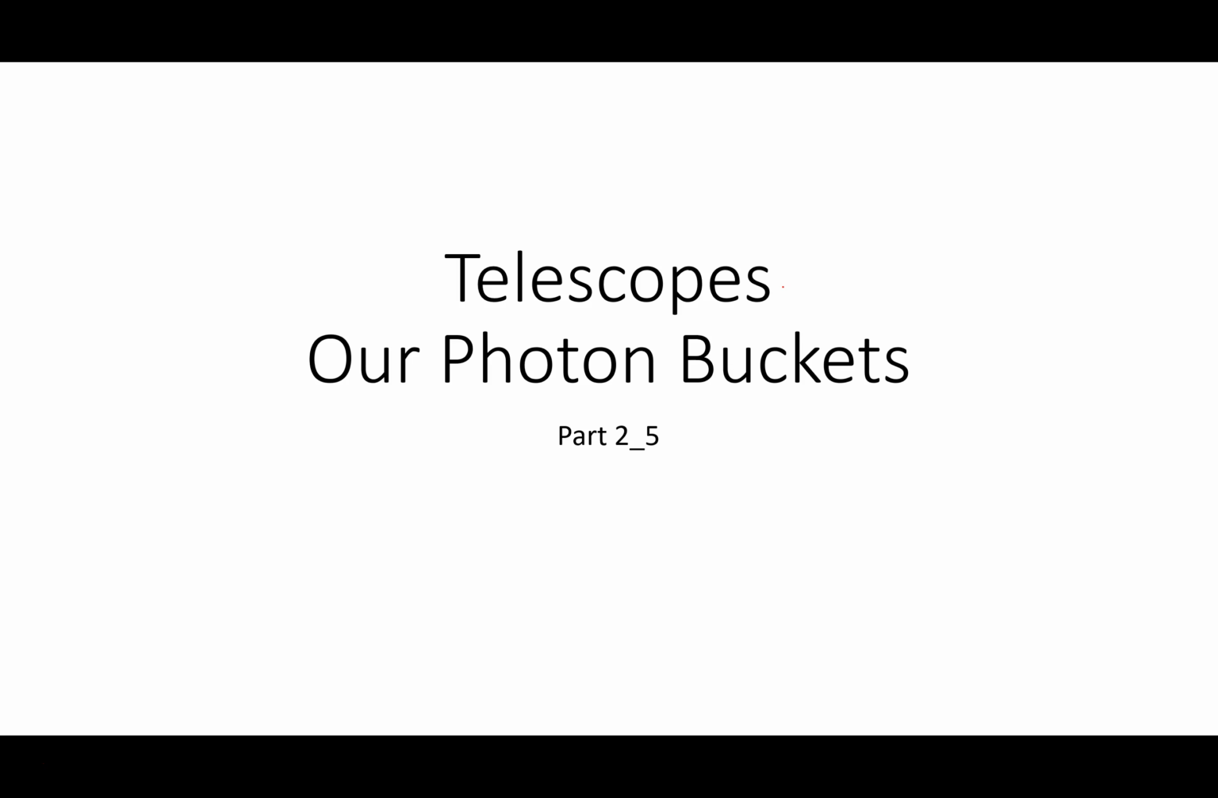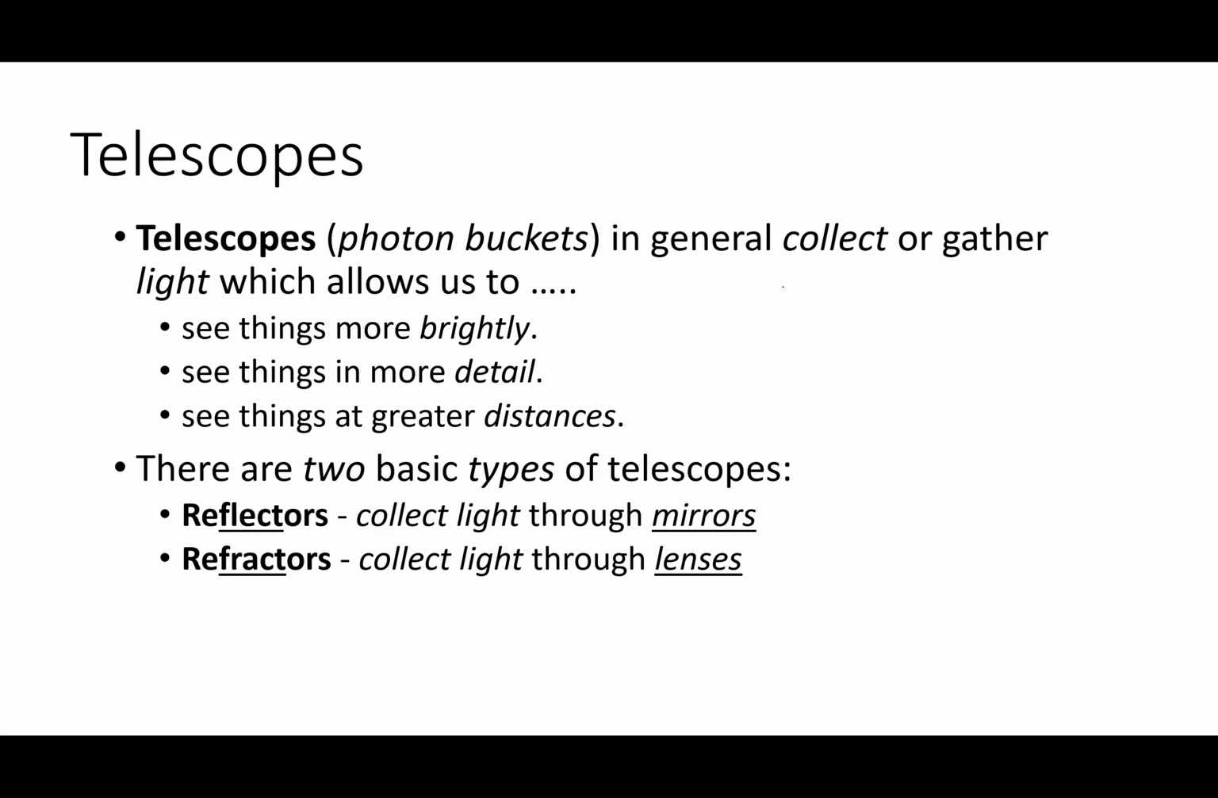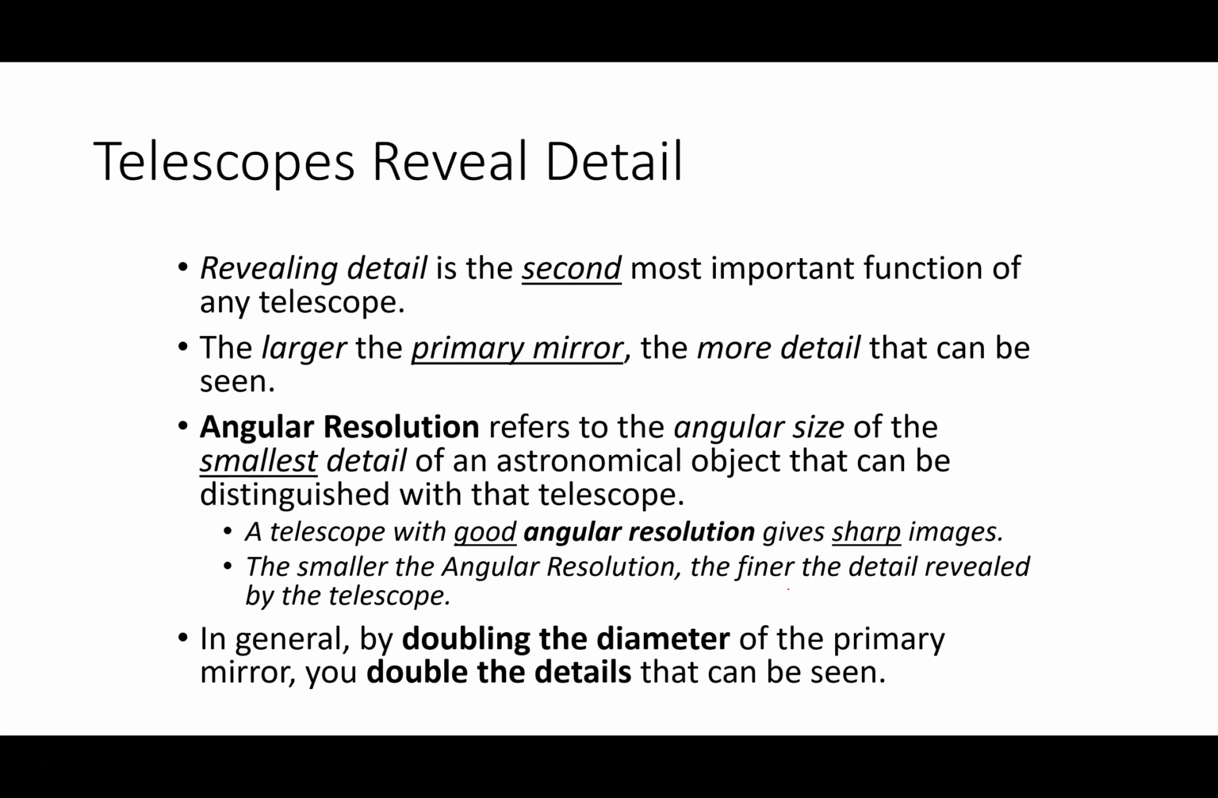Then we move on to our last part, when we talked about telescopes. Three reasons we might use telescopes are to make things appear brighter, to be able to see details in objects, and to see objects at greater distances. There are two types of telescopes, and you've seen them both this semester so far. We have the type that uses mirrors, a reflector, and the type that uses lenses, a refractor. When we talk about angular resolution, we're talking about the detail that we can see using our telescope, and in this case, the smaller the better. The smaller the separation between the chunks of items we see, the sharper the image.